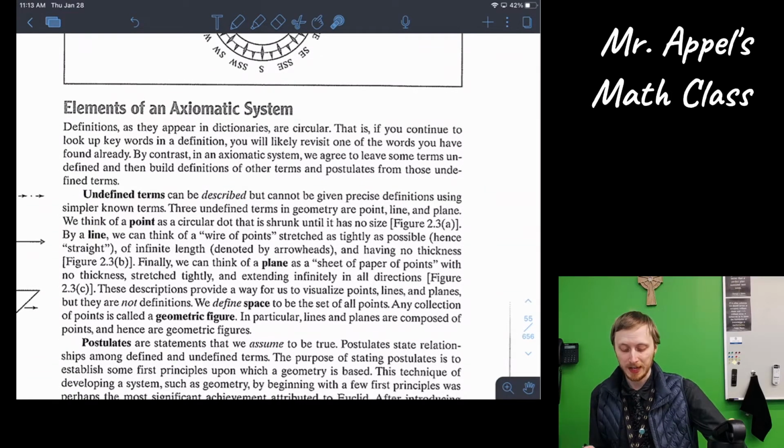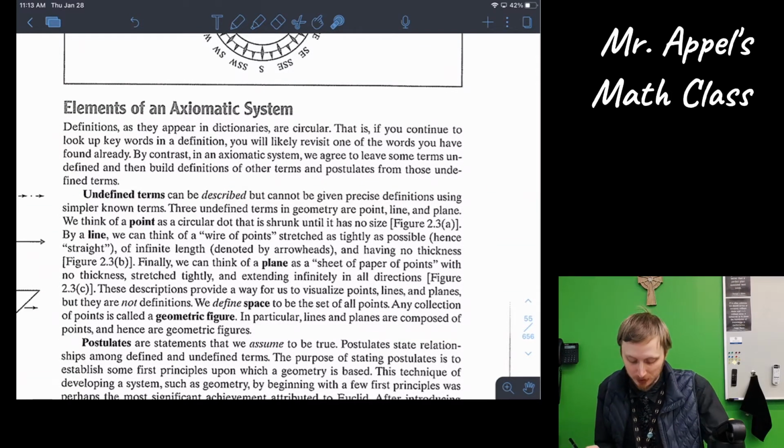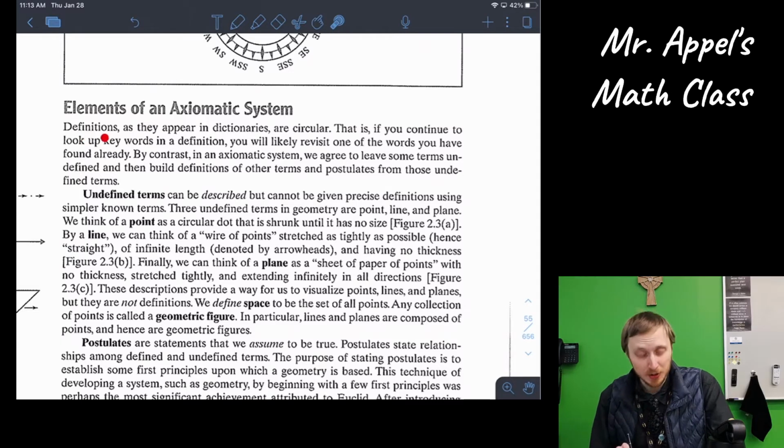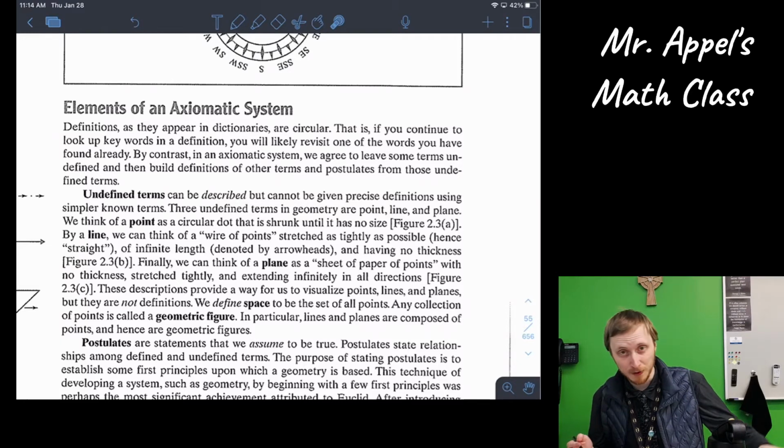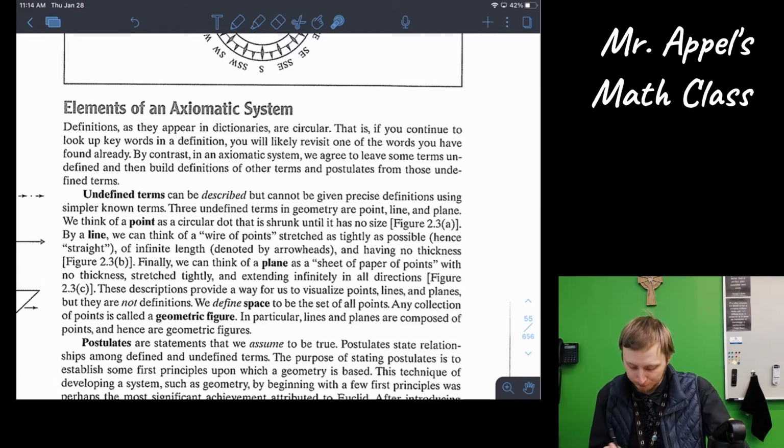So, elements of an axiomatic system. How does this work? Definitions, as they appear in dictionaries, are circular. That is, if you continue to look up key words in a definition, you will likely revisit one of the words you have found already. All right? I imagine you've probably come across this before, but if you look up the word definition, there would be other words in there that, if you assume you don't know those, you have to search those up. Eventually, they all come back to themselves, right? Every word builds upon the definition of another word.